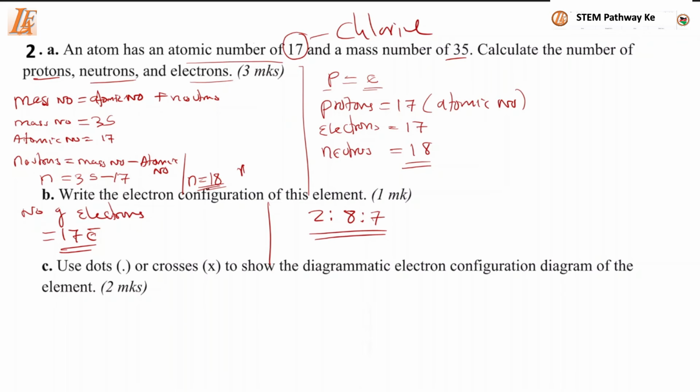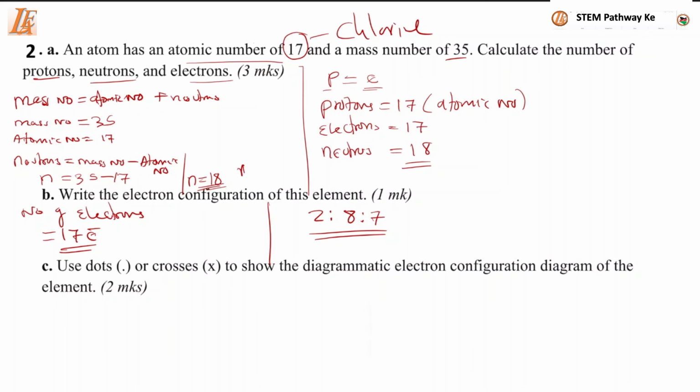So this is the electron configuration. The first 2 electrons are in the first energy level, 8 electrons are in the second energy level, and 7 electrons are in the outermost energy level, which in this case is the third energy level.